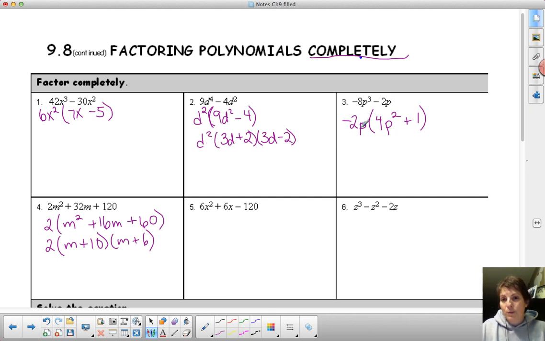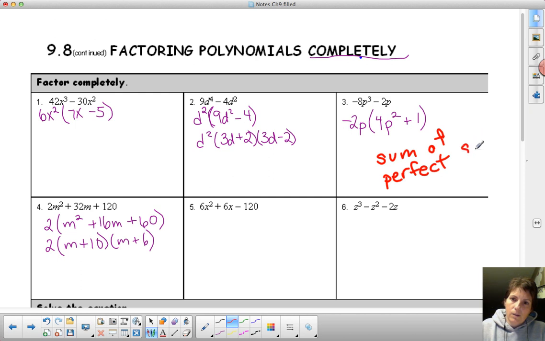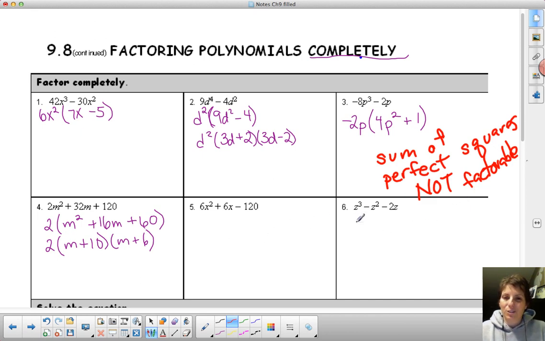In number 3, when we pulled out that greatest common factor, we saw a situation where there's a negative. We pulled that out, and when we had the quantity in here, we saw that we had a sum of perfect squares, and that is not factorable. That might be a good thing to jot down. I think I'm going to. All right, 5 and 6 are 2 for you to try on your own.